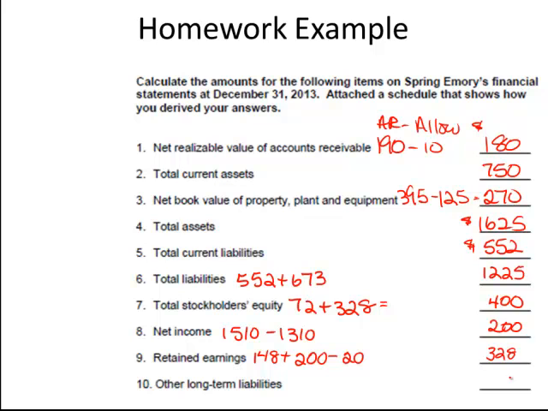Other long-term liabilities, through the process of elimination, we determined was 24. Because we took the long-term liabilities, I could take the total liabilities of $1225 minus current liabilities of $552 to come up with long-term liabilities of $673 and subtract out the long-term notes payable of $649 and back into 24.